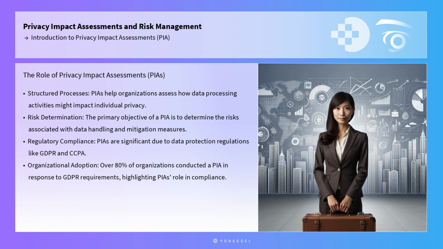PIAs are structured processes that help organizations assess how their data processing activities might impact the privacy of individuals. The primary objective of a PIA is to determine the risks associated with data handling and the necessary measures to mitigate those risks. PIAs are particularly significant given the increasing importance of data protection regulations like the General Data Protection Regulation in the European Union and the California Consumer Privacy Act in the United States.